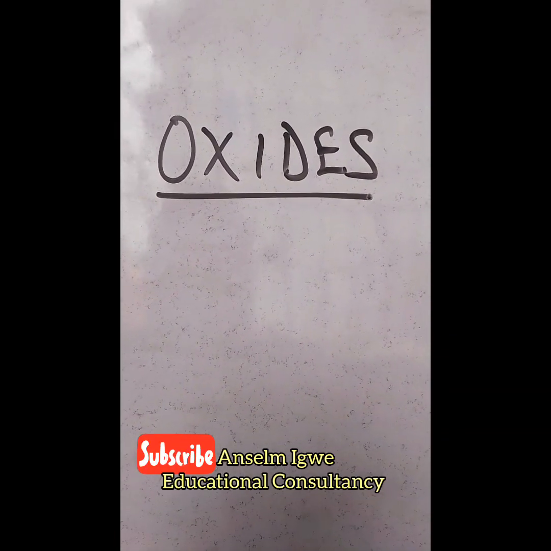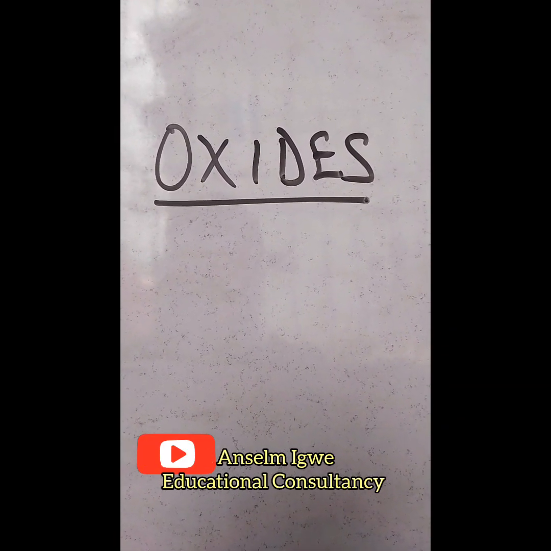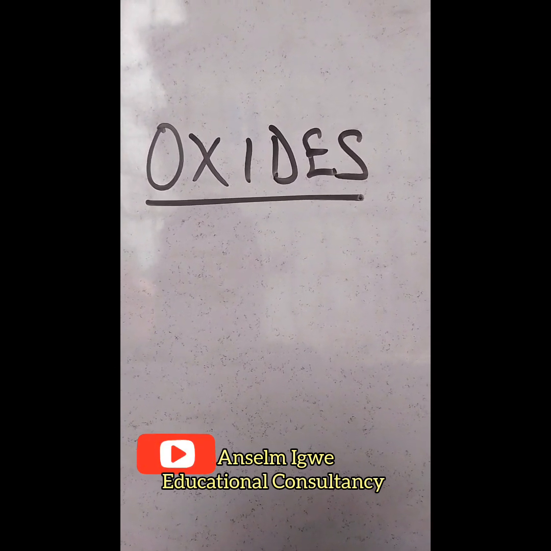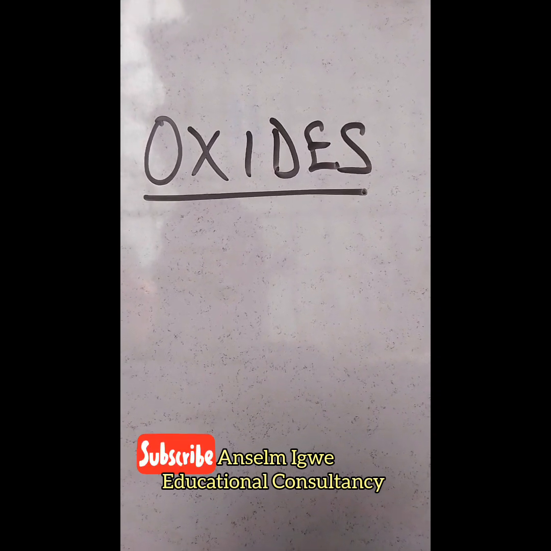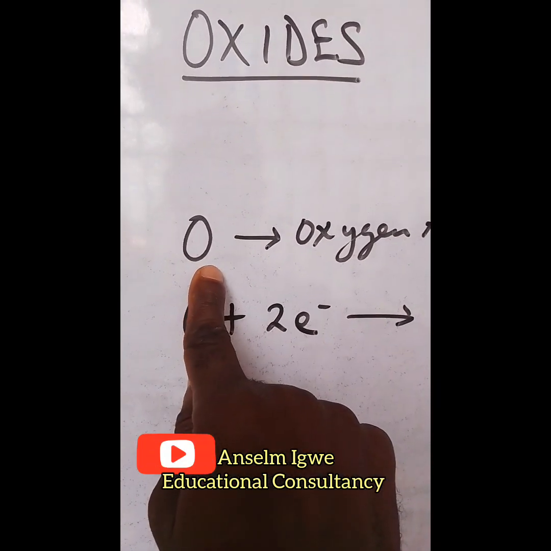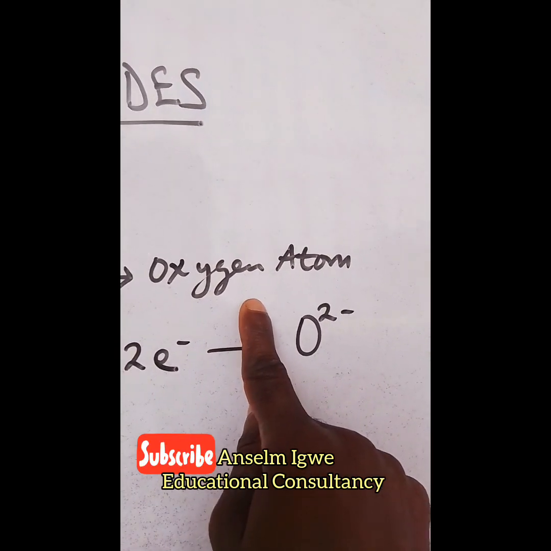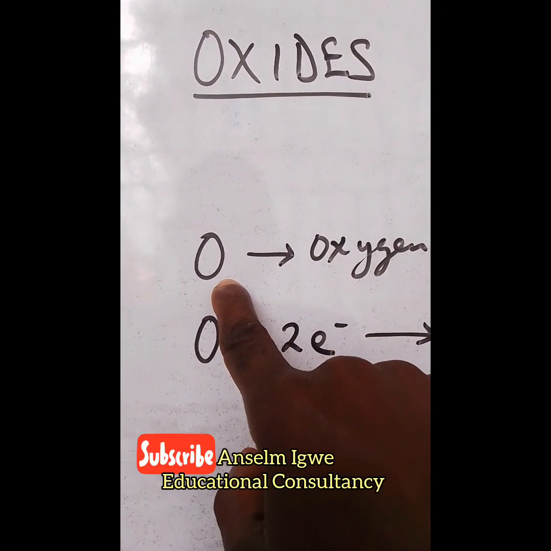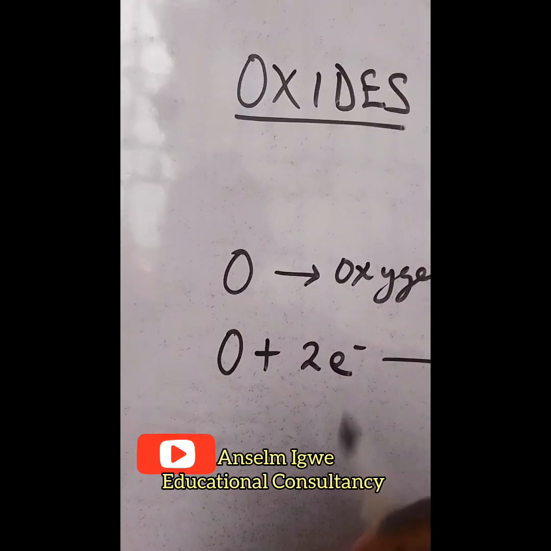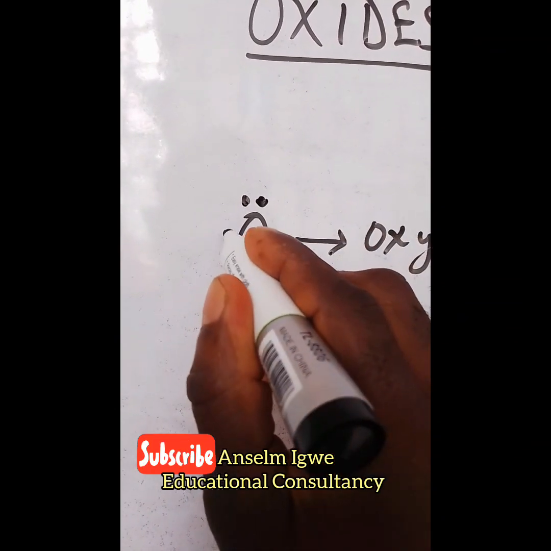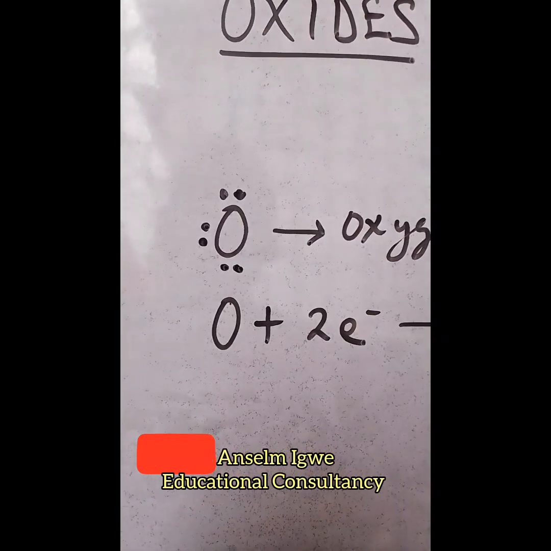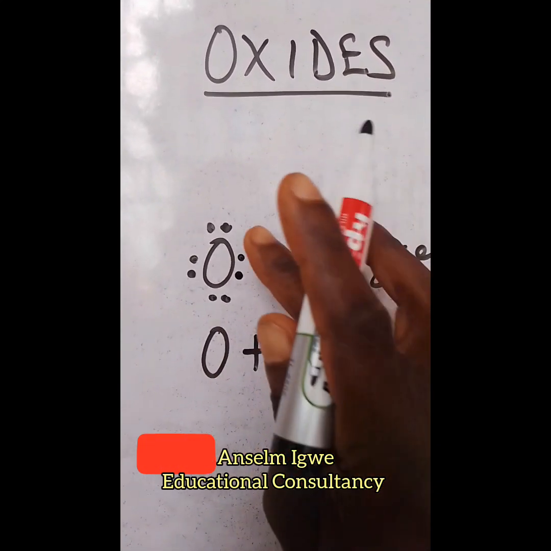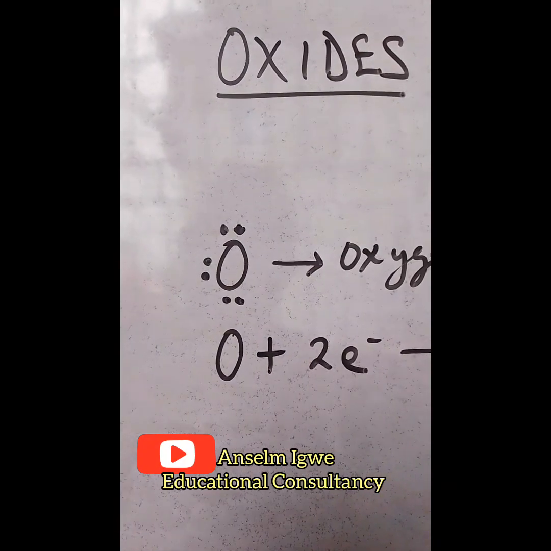Oxides. This is a group of compounds in chemistry made up of an element combined directly with oxide ion. O is the symbol for oxygen atom. Chemically, oxygen atom is unstable. It belongs to group 6A, meaning that it has 6 electrons on its outermost shell, which means for it to be electronically stable, it needs an additional 2 to be in octet configuration.